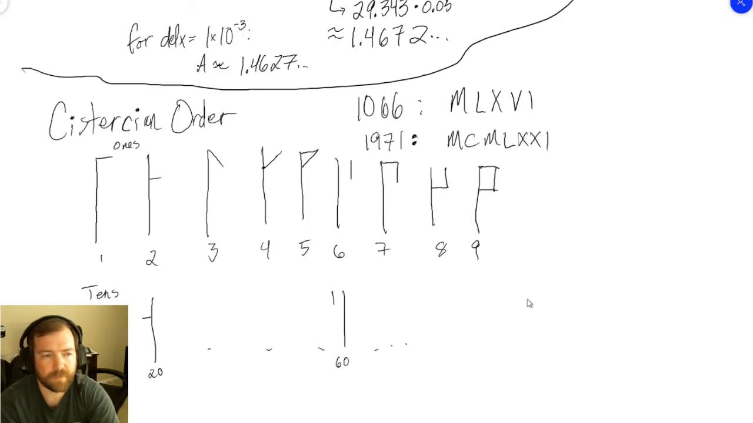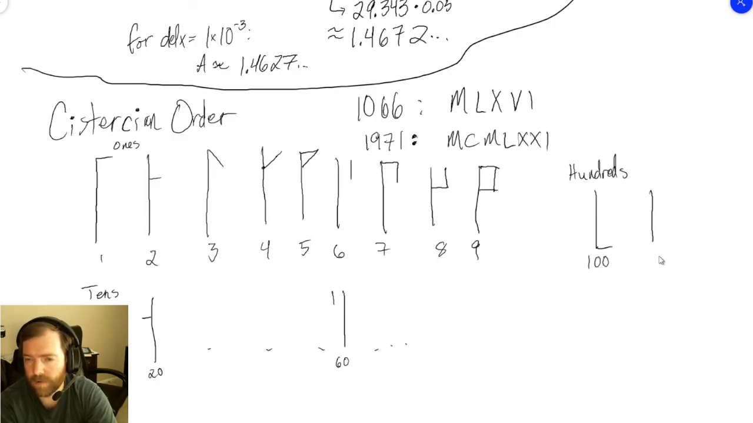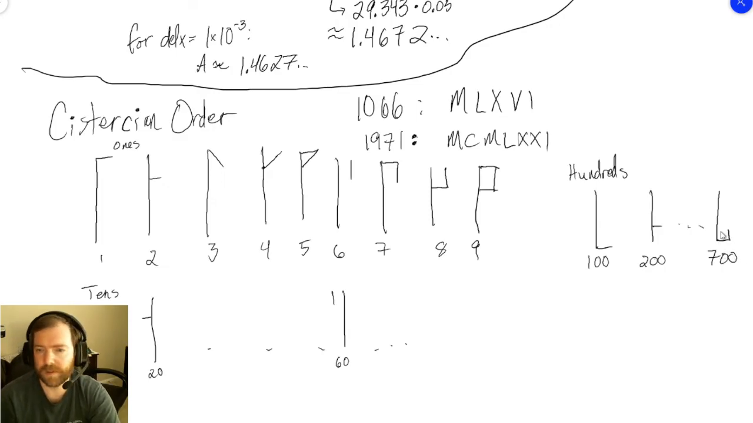etc. And the hundreds were placed at the bottom right. So there's 100. 200 would be here. Again, going out to like 700 would be a hook from the bottom. That's fair.